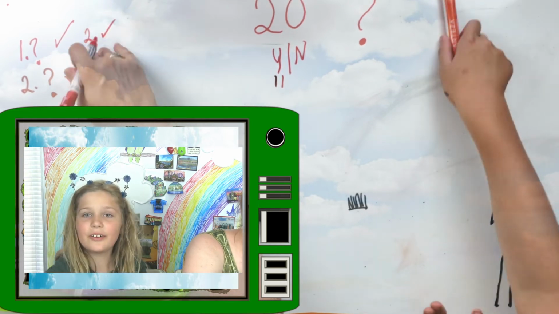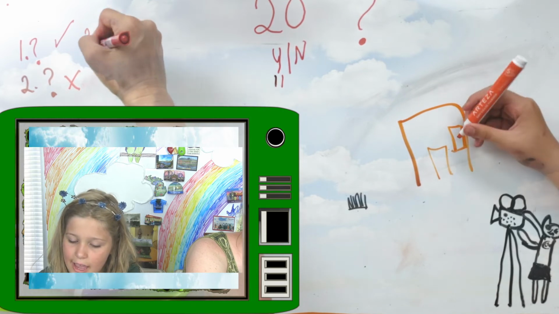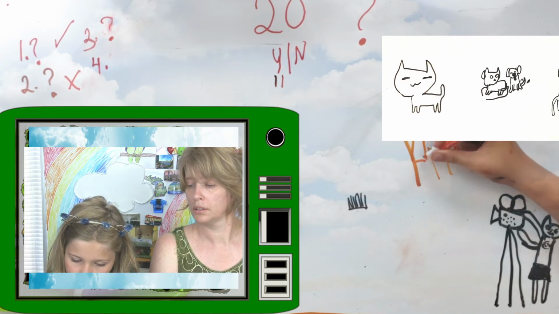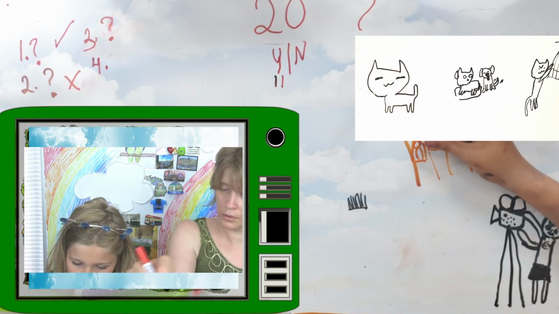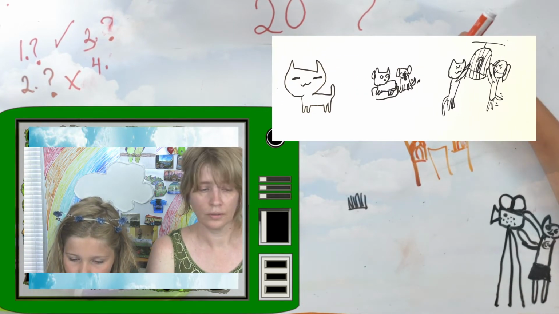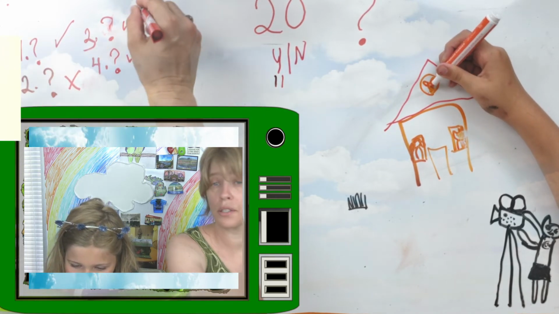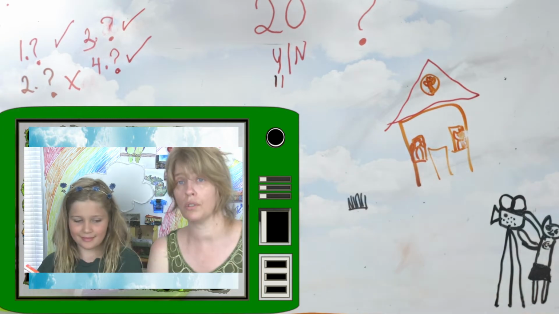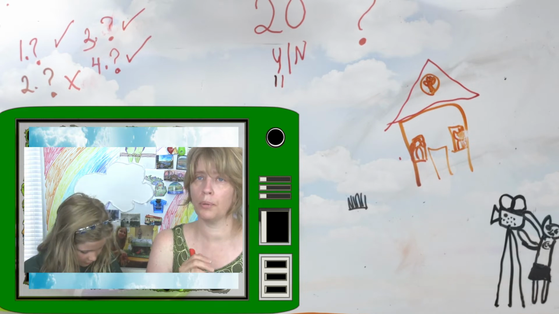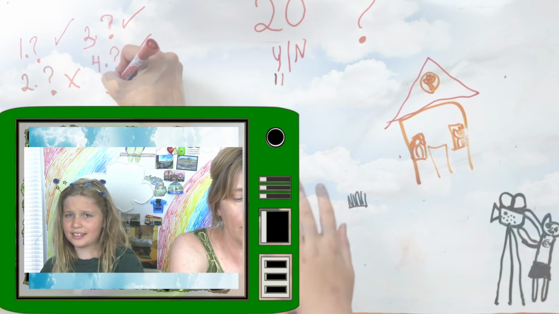Does it live in houses like a cat or a dog? Don't forget our roof. I know, I was going to add that on. Or a bird? Yes. It can live in houses, like a dog, woof, woof, and a cat, meow, and a bird, tweet, tweet, the bird that flies.